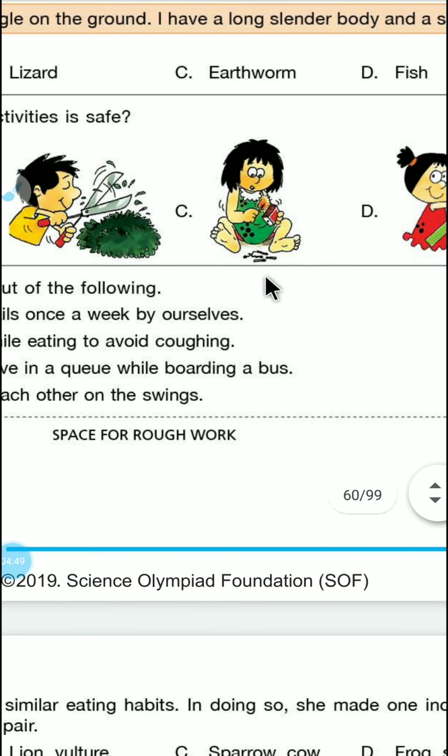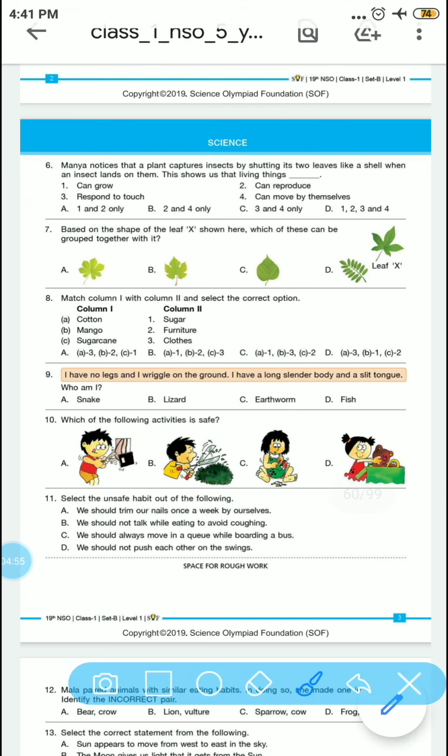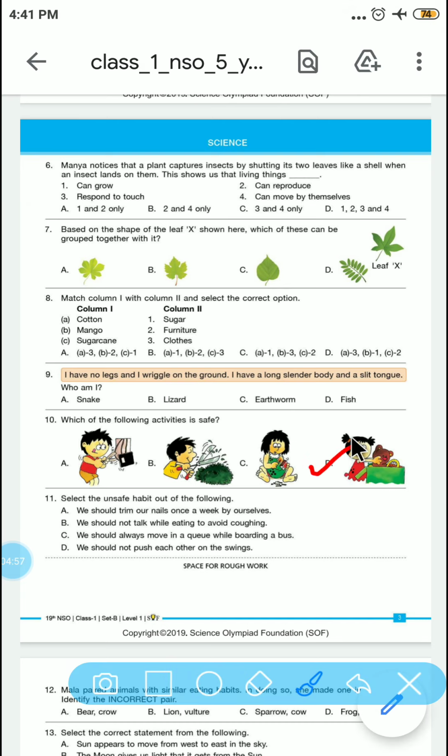So what we can do here, the safest one is this kid is putting the toys in the box or maybe extracting it, so it is quite safe. There is no harm in doing this work.